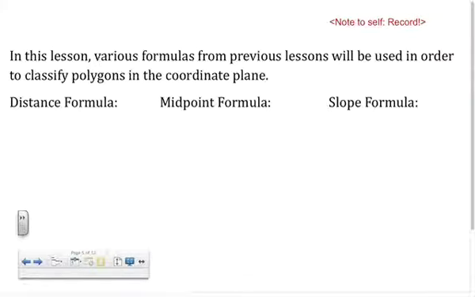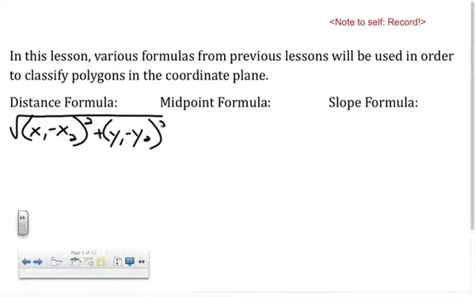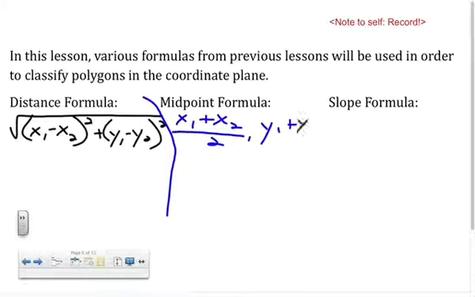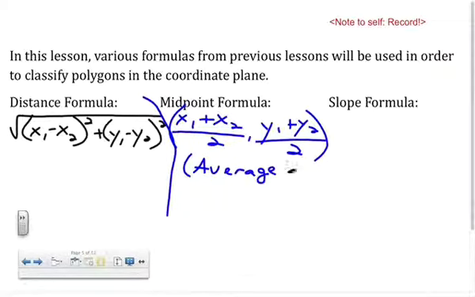Remember what our distance formula is: x1 minus x2 quantity squared plus y1 minus y2 quantity squared. Midpoint formula is x1 plus x2 over 2, comma, y1 plus y2 over 2. You might do well to make a note to yourself. All this formula does is it finds the average of the x's and y's.